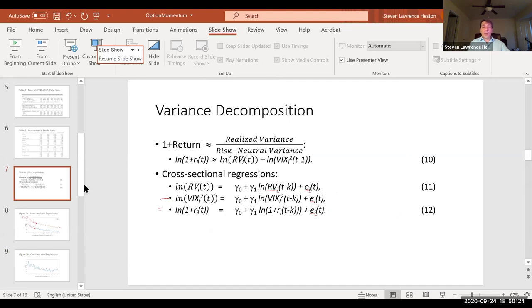So if I want to look at realized variance, I want to say realized variance minus VIX variance, the price of variance, is equal to return, right? On a spread position. That position requires the variance swap.